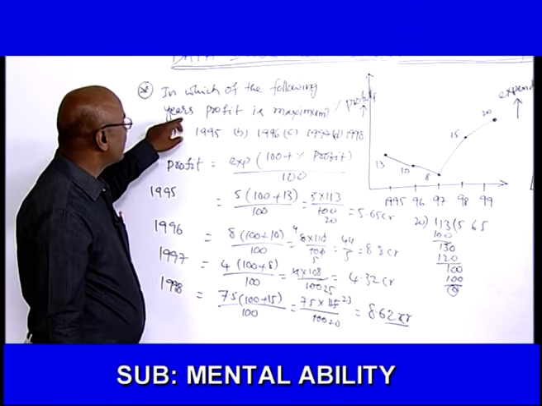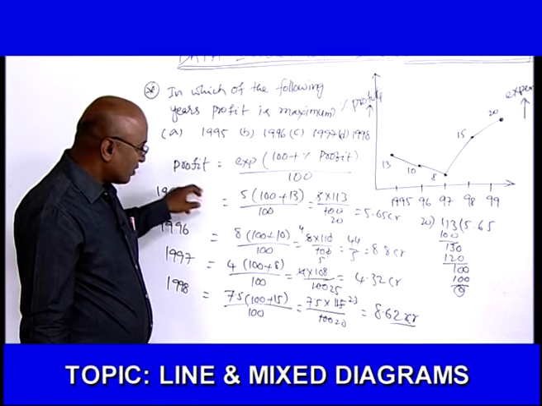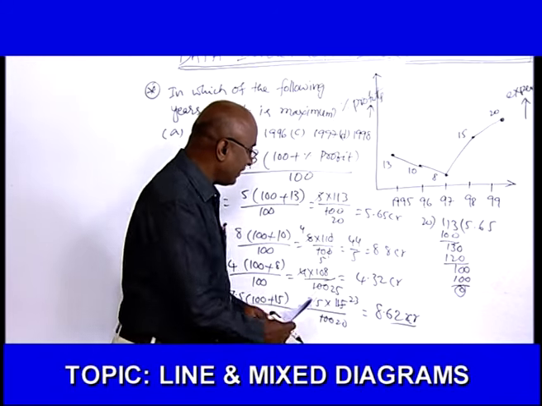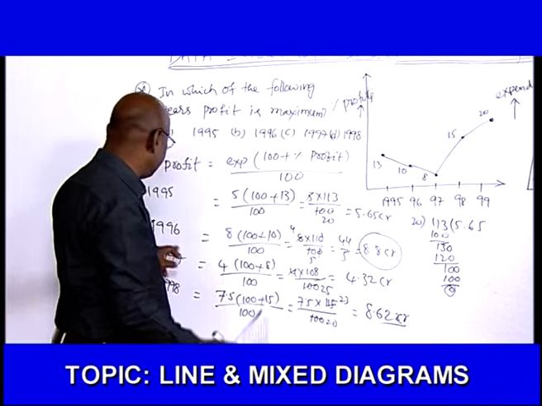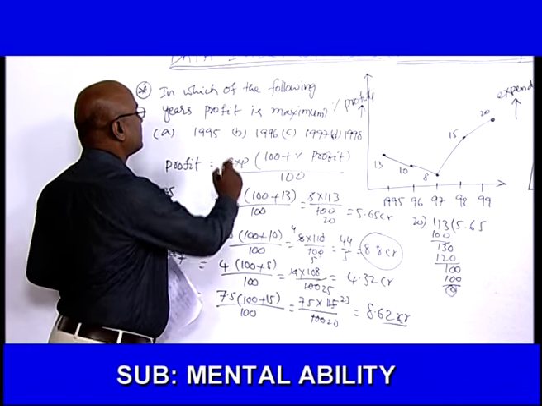So what is the question? In which of the following years is profit maximum? By observing here, 8.8 crores in the year 1996, the profit is maximum.